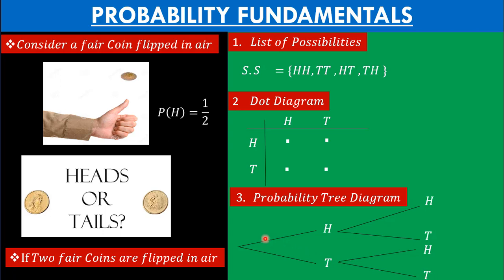Now, if you move along the branches, this first branch represents head and head. The second branch, this one, represents head and tail. The third one represents tail and head. And the last one, both the coins are representing the tails.